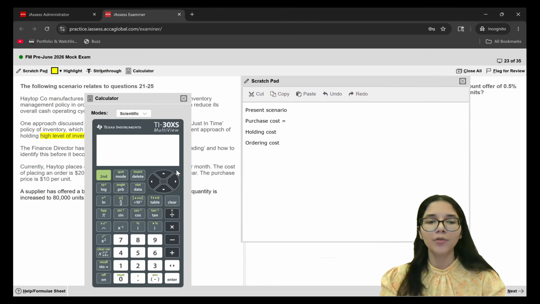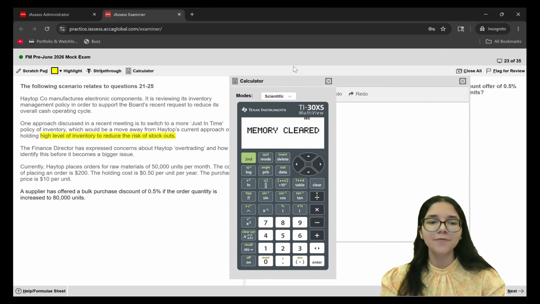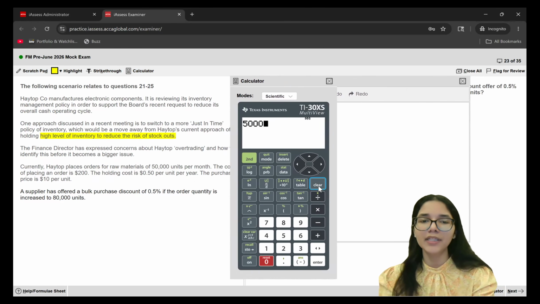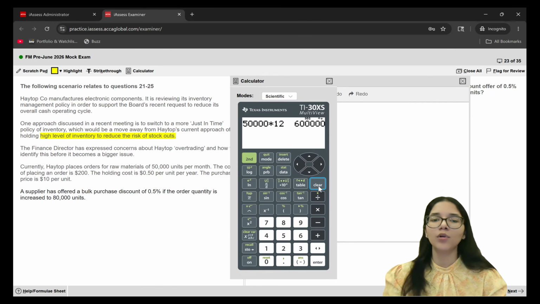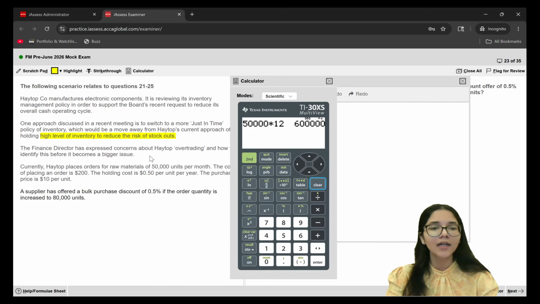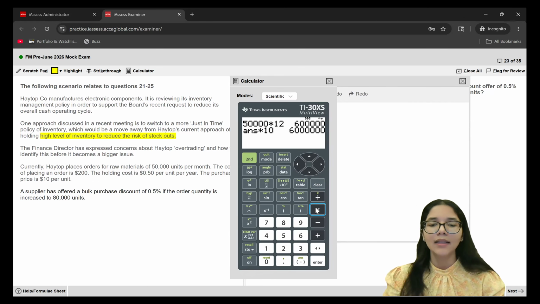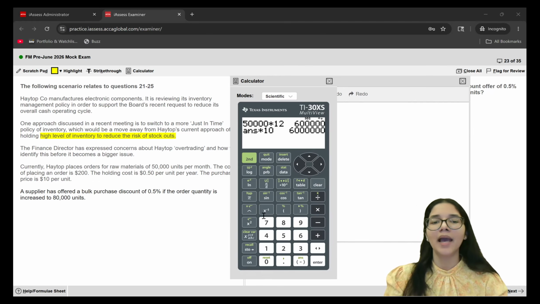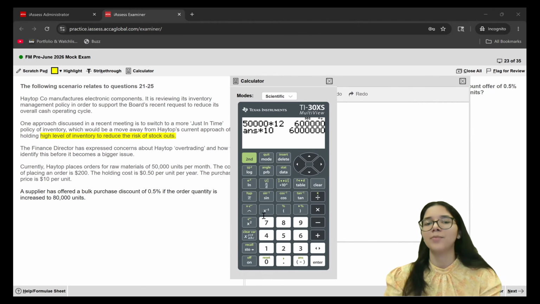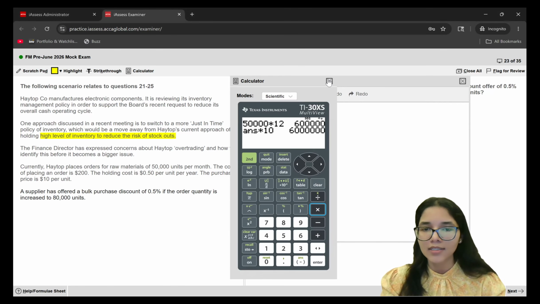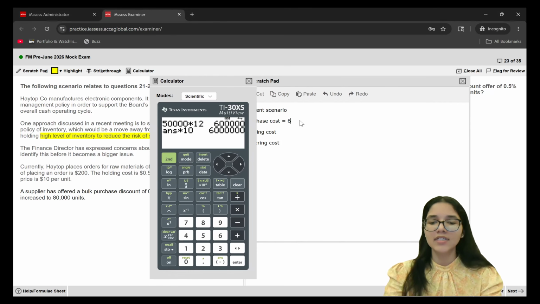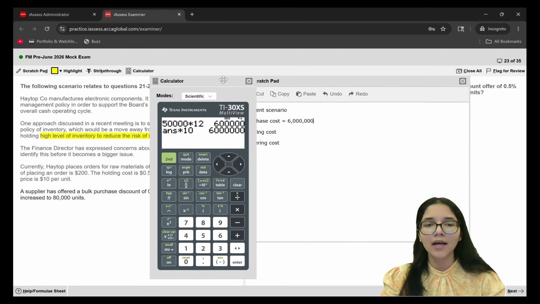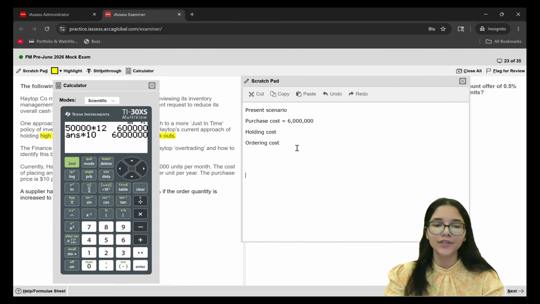First of all, if I talk about my purchase cost, I am purchasing 50,000 units per month. So 50,000 times 12, this is the total number of units that I'm taking in the entire year. And right now the purchase price is $10. So multiply this by 10. That means this much amount of money I am paying right now as part of my purchase cost. So it's $6 million. I'll write over here, purchase cost is $6 million. Then I will do my working side by side. We can also do our working for the discount scenario.